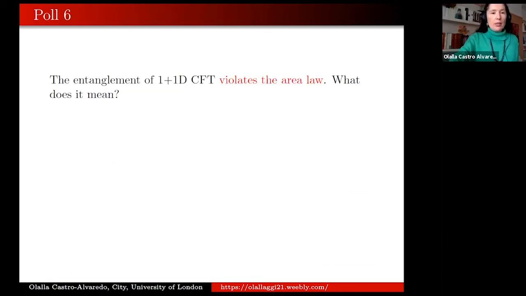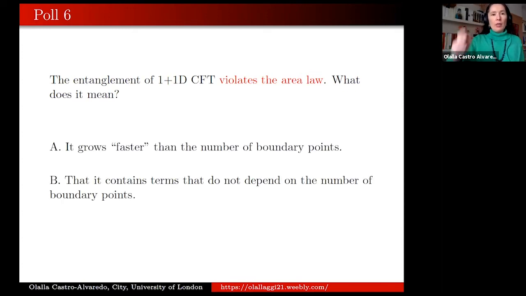So one last quiz, I think, for this set of notes. Another thing that you will read sometimes is that the entanglement entropy of CFT violates the area law in one dimension. So what does this mean? You have seen the formula. The entanglement entropy has c over 3, or c times the number of boundary points over 6, times the log of the length of the system. So why does it violate the area law? Because it grows faster than the number of boundary points, or contains terms that do not depend on the number of boundary points. So if you think it's A, write something on the chat.